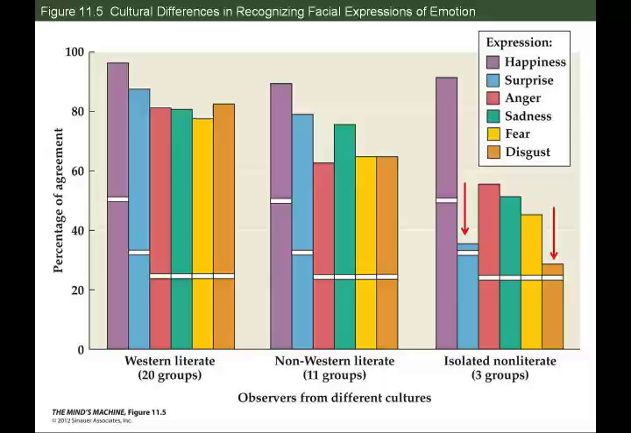So basically, if you show these pictures to, here we have 20 groups of Western literate societies, say it's a picture of a happy face, what percent of people among all these 20 different countries say that this is a picture of a happy face? Does that make sense? And the white line in the bars indicates chance level. By chance, what are the chances that they would look at any picture and say this is happy? So the critical comparison here is how tall the bar is beyond the white line.